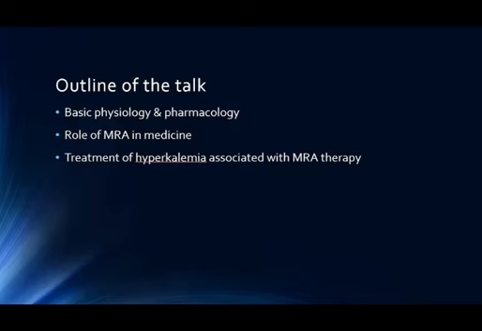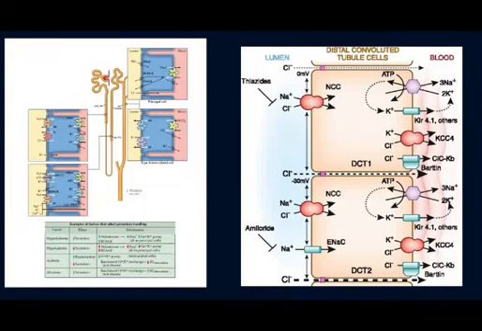I'll bore you with some basic physiology and pharmacology, and I will emphasize the role of mineralocorticoid receptor antagonists in medicine and the treatment of hyperkalemia associated with MRA therapy. Coming to potassium handling by the kidney: the kidney is a major organ where potassium is excreted by the body. And of course, in patients with chronic kidney disease, some excretion happens in the colon.